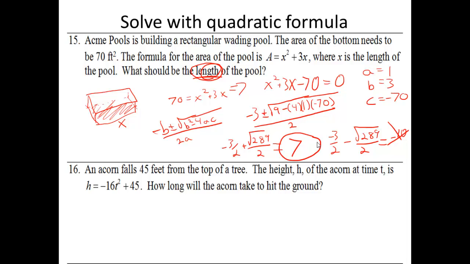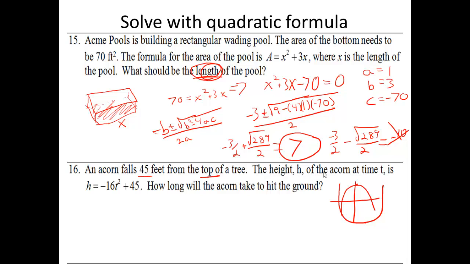So number 16, an acorn falls 45 feet from the top of a tree. So when it says top of a tree at 45 feet, that should tell us something. As we look at a quadratic equation, we know that we have a vertex, which is either the highest point or the lowest point. So because it's from the top of the tree, we're probably going to be looking at the highest point.